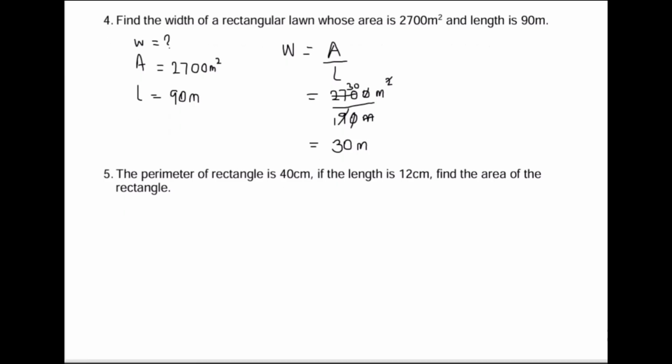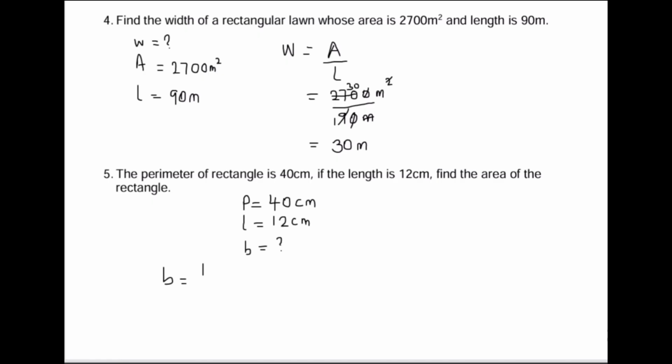The perimeter of a rectangle is 40 centimeter. If the length is 12 centimeter, find the area of the rectangle. So what do we have there in the question? We have the perimeter equals 40 centimeters. So we have the length equals 12 centimeters. Now the question asks me to find the area. I don't have the breadth, so that's question mark. So I can't find the area until I've looked for the breadth.